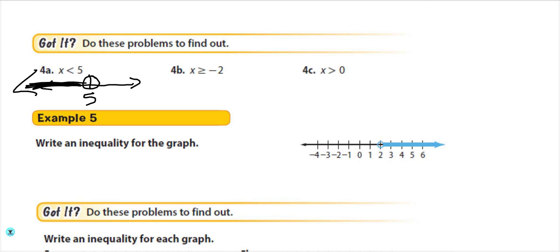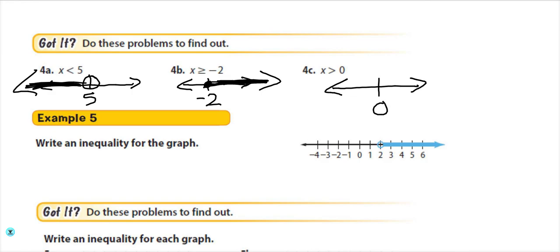4b, we're going to do x is greater than or equal to negative 2. Do I need to include it? Yes, because the stick is there, so I need to close the mouth off. Closed dot, and I need to go to all numbers that are greater than that, so I need to shade towards the right. Letter C, we have x is greater than 0. I need to not include it, so it's going to be open. I need everything greater than that, so I'm going to shade towards the right.